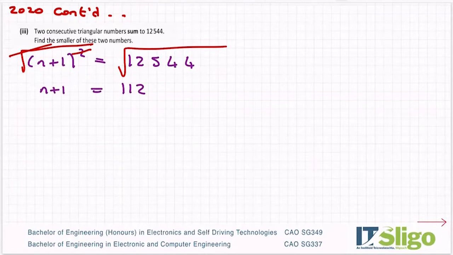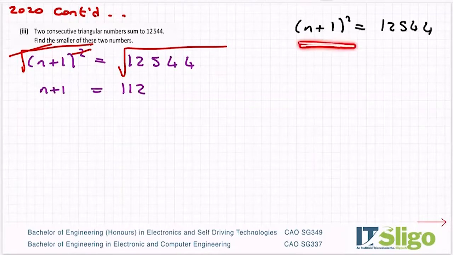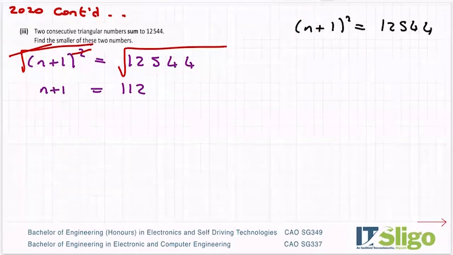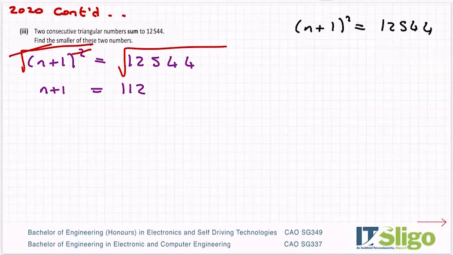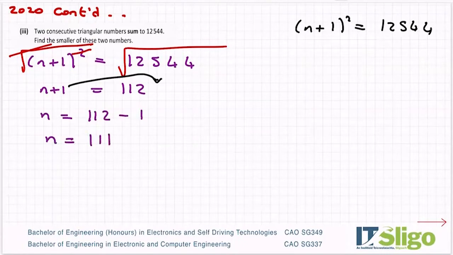If that hadn't worked out, this was my plan B. I'd have just worked out this on the left, and I'd have formed a quadratic, because you can see I'd end up with an n squared and an n again. So forming a quadratic and solving it is a perfectly acceptable way to do it as well. Bring this over, and of course I get n is equal to 112 minus 1, or n is equal to 111. So two consecutive triangular numbers sum to 12544.